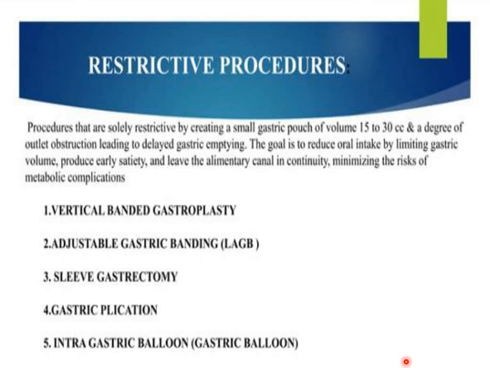What are the restrictive procedures? The vertical banded gastroplasty, adjustable gastric banding, sleeve gastrectomy, gastric plication, and intragastric balloon, or gastric balloon. These are 5 types of restrictive procedure. The most common types are the adjustable gastric banding and the sleeve gastrectomy. I will talk about them in the next few slides.